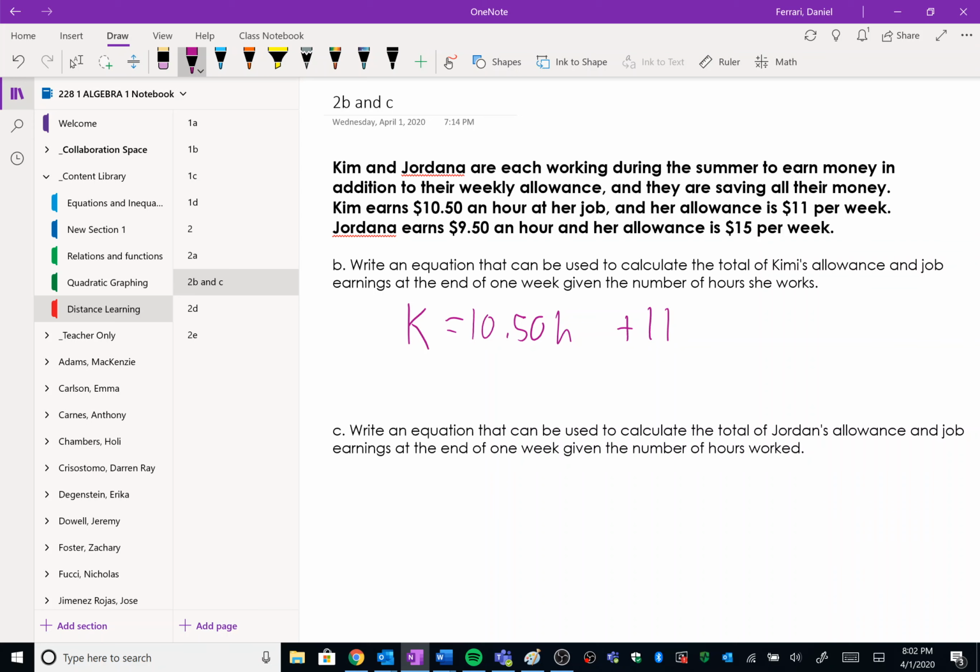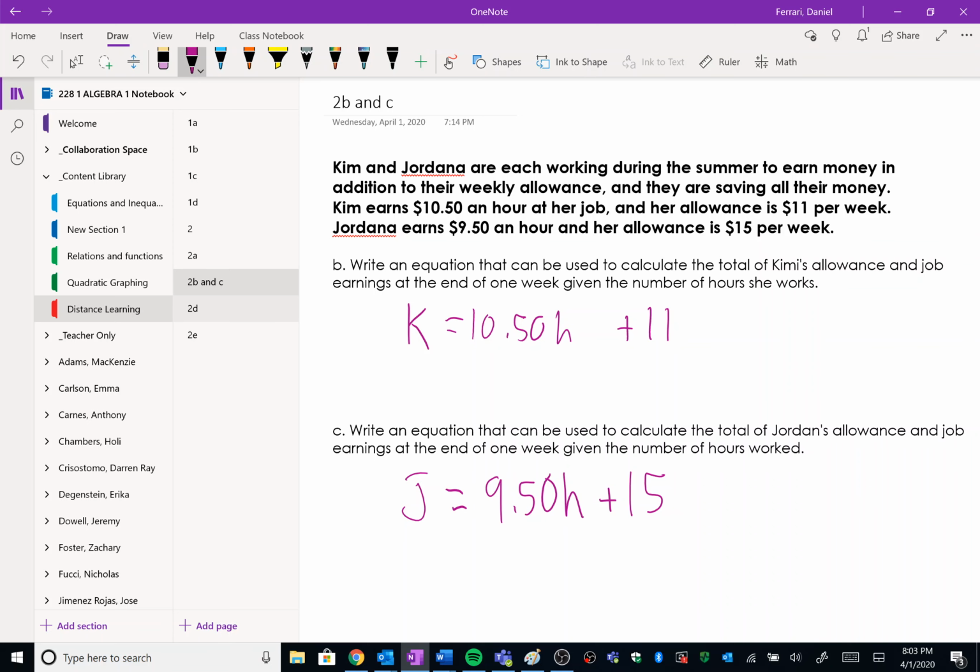Now from here you can probably figure out what Jordana's equation is going to be. It's going to be very similar. We're going to have a J instead of a K, obviously, because it's a different person, so we need a different variable. The hours part is okay to be the same variable because it's the number of hours. It doesn't change between Kim or Jordana, but the amount of money they save is going to matter. So we're going to have J equals, and next to the number of hours, remember we put how much she makes an hour. For Jordana, that's $9.50 an hour. So $9.50 H plus the allowance, which is 15. So from there we've made our two equations for B and C.